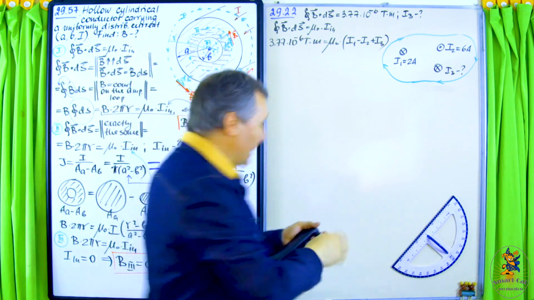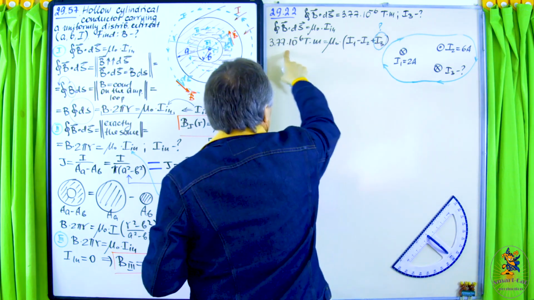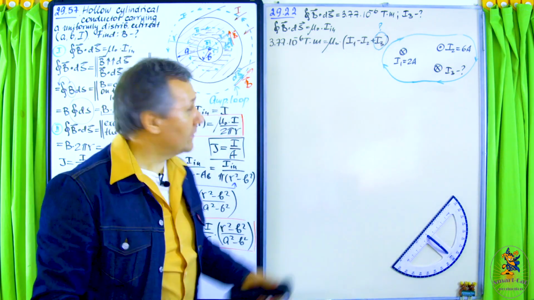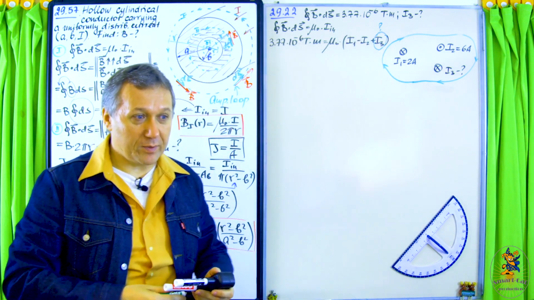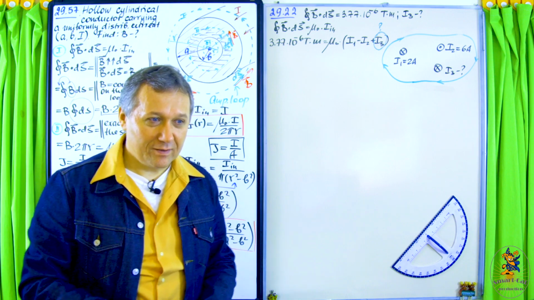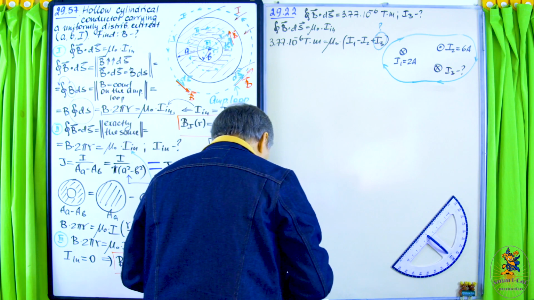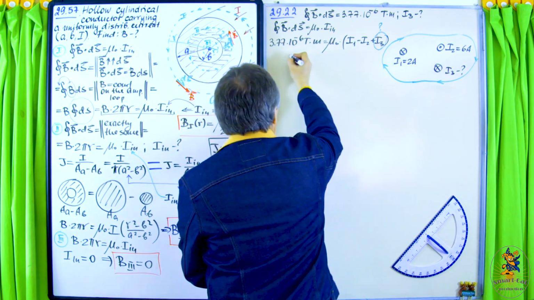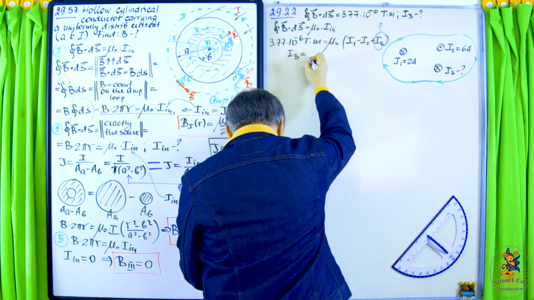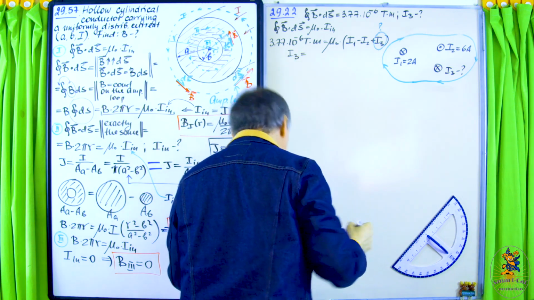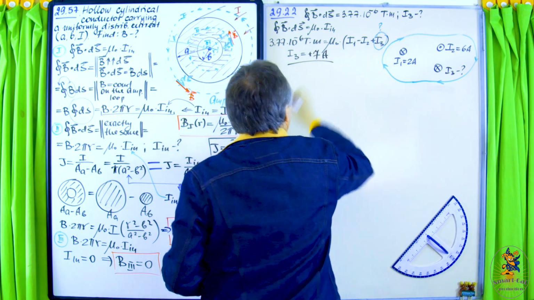Everything is given except for the unknown I3. Mu naught, of course, we know. I1 is also given, I2 is given. So we just need to solve it for I3. Piece of cake. Okay, I'm not going to plug in numbers. I will just write down the answer. So from here, I3 equals, the answer, 7 amps. 7 amps of current.